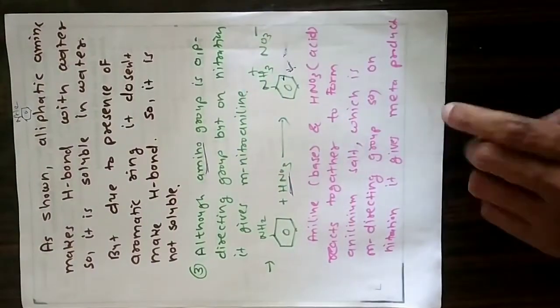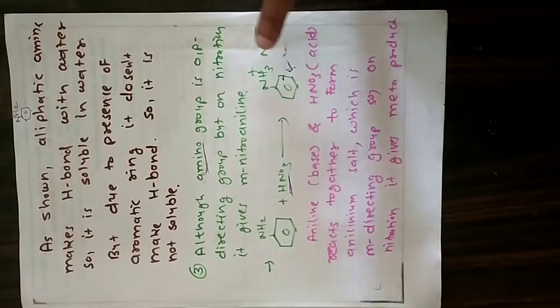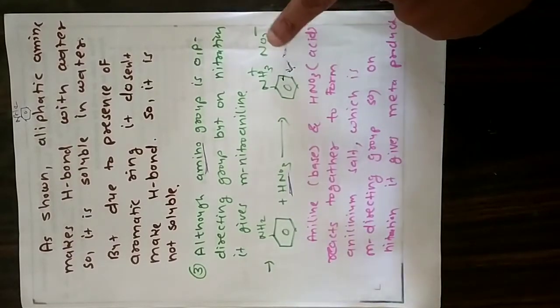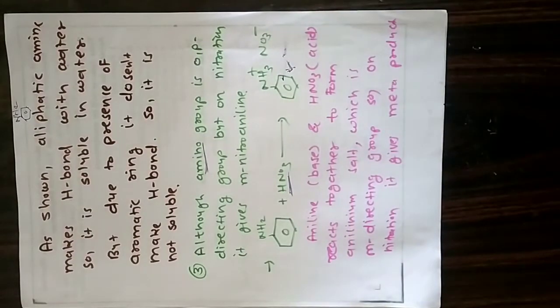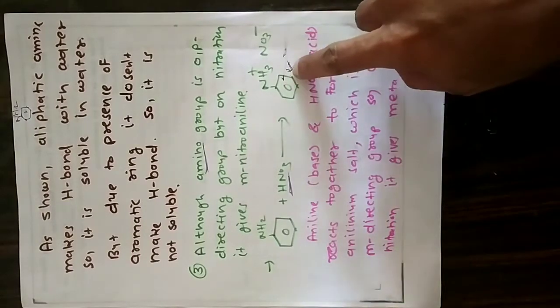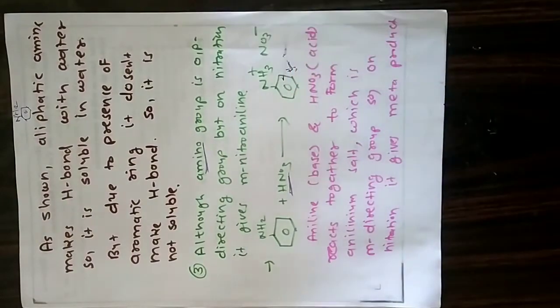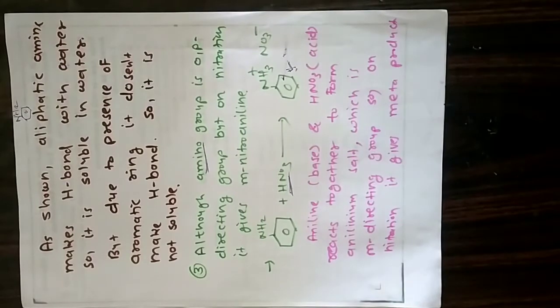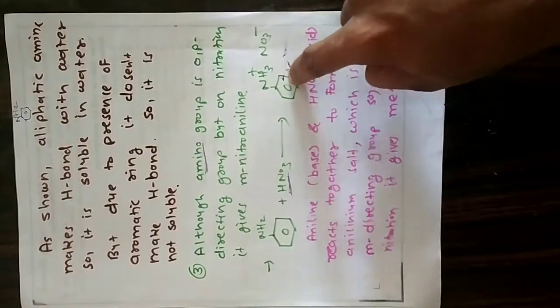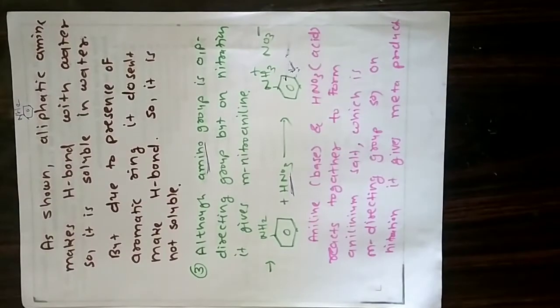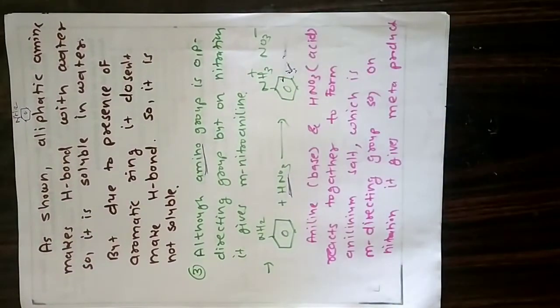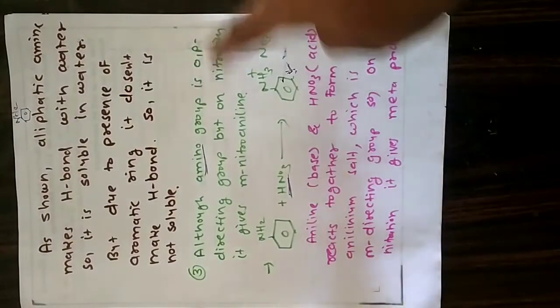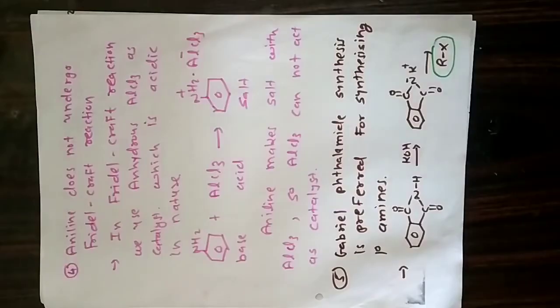That's why, now this salt, anilinium salt, if we add more HNO3 after making of this salt, it gives a nitration reaction. But now our starting material in that reaction is this salt. Now this salt is a meta-directing group. That's why as the resulting product we get meta-nitroaniline, and we do not get ortho or para-nitroaniline.